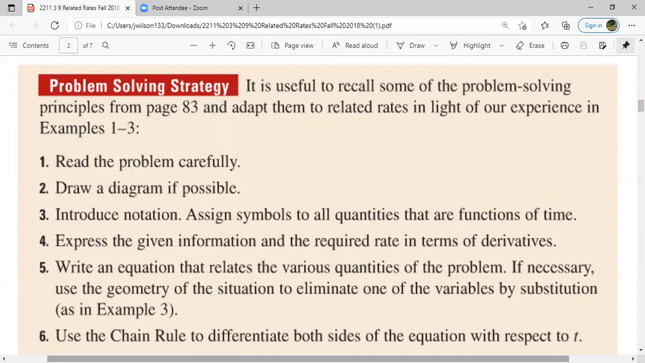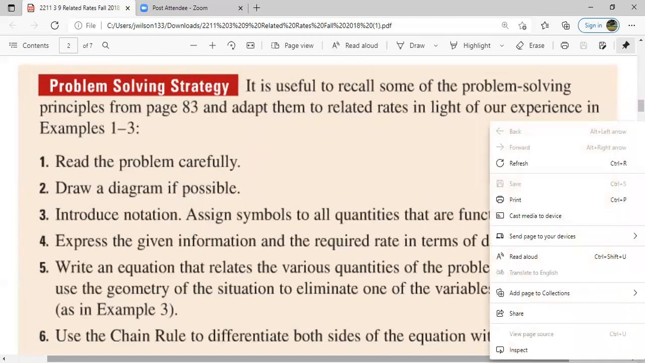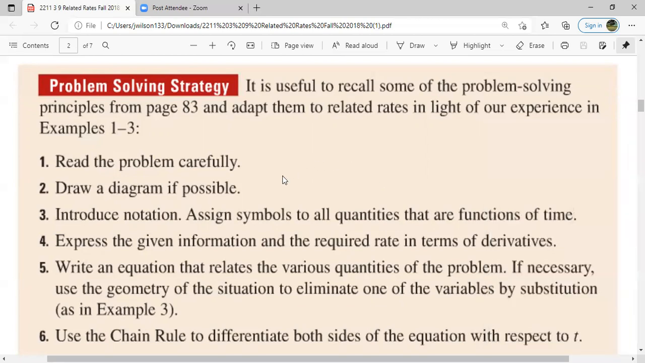So you want to read the problem carefully, and that may take reading it several times. Sometimes I'll read it a couple times, get an idea, maybe draw a picture if that helps. And then I'll draw the picture and start working on it. And then I always go back and read it again just to make sure I understand. Draw a diagram if possible. It doesn't always make sense to draw a diagram, but sometimes it's necessary.